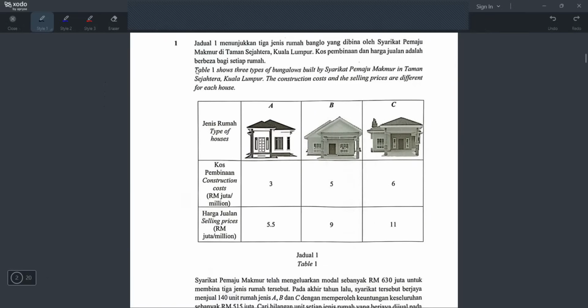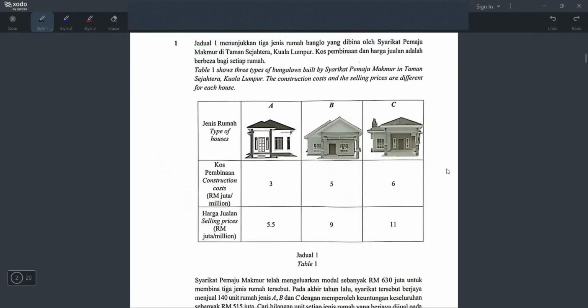Let's read the question. Table 1 shows 3 types of bungalows built by Syarikat Pemaju Makmur in Taman Sejahtera, Kuala Lumpur. So there's 3 types of bungalows. The construction cost and selling price are different for each house. So this is the cost. Cost means the money you spend to build the house. Selling price is the price that you sell to the buyer. So like this one is 3 million.